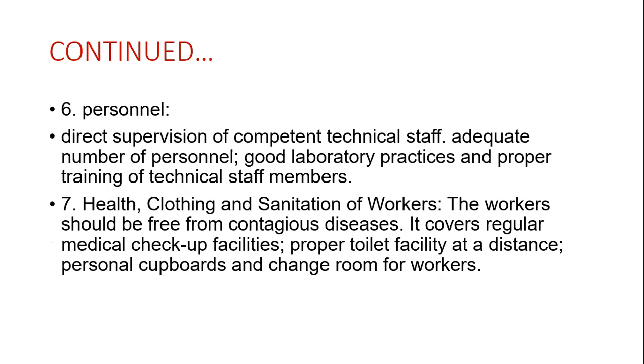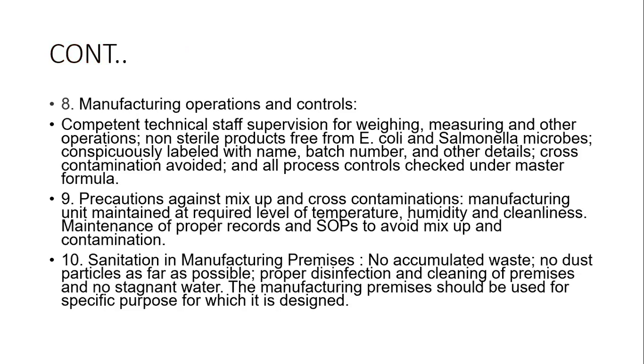Health, clothing, and sanitation of workers should cover regular medical checkup facilities, proper toilet facilities at a distance, and personal cupboards and changing rooms for workers. In manufacturing operation control, there should be competent technical staff supervision for weighing and other operations, and non-sterile products should be free from E. coli, bacteria, and Salmonella microbes. Precaution against mix-up and cross contamination: the manufacturing unit maintains the required level of temperature, cleanliness, and proper SOPs to avoid mix-up and contamination.